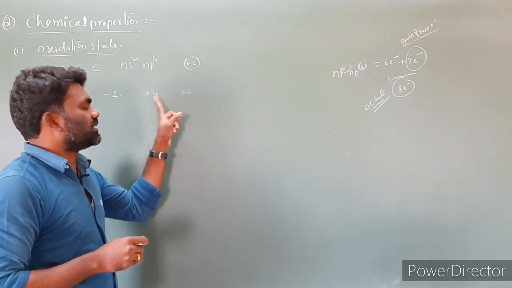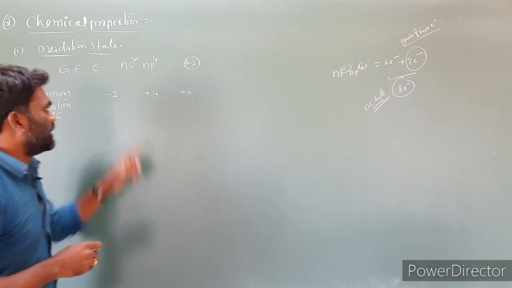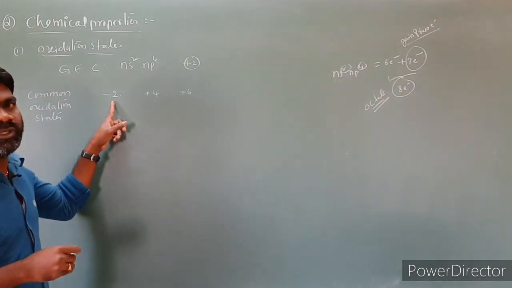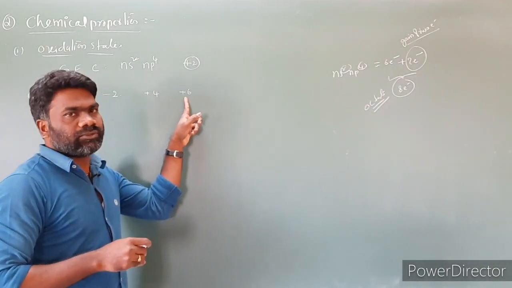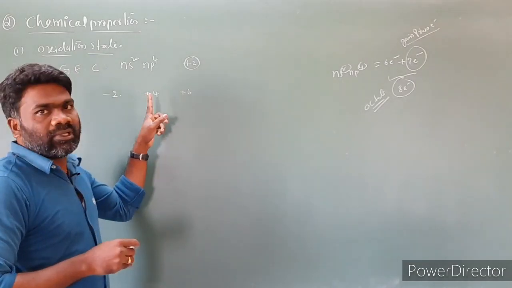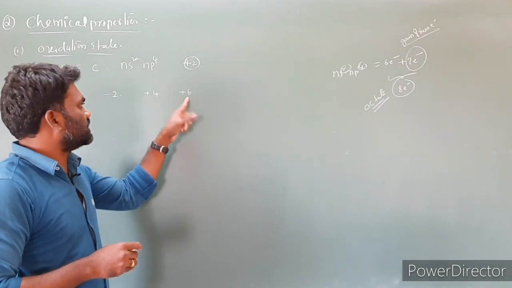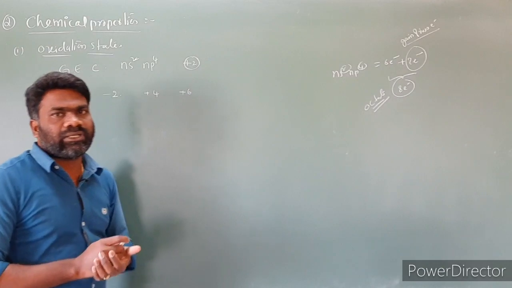Plus 4 and plus 6 are the most common for all the elements, except that oxygen does not show plus 4 and plus 6 oxidation states. Only the remaining sulfur, selenium and tellurium show plus 4 and plus 6 oxidation states commonly.